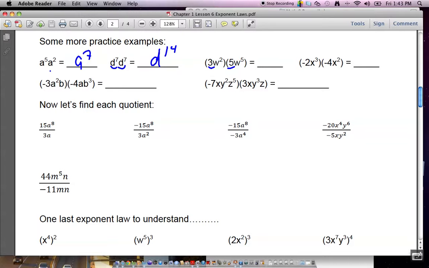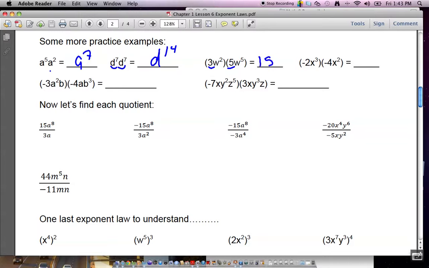The number in front is the coefficient. Good. Now say the coefficient is the number in front. Coefficient is the number in front. So the way we're going to do this, listen carefully now. Ready? Multiply coefficients, add exponents. Multiply coefficients, add exponents. What's 3 times 5?